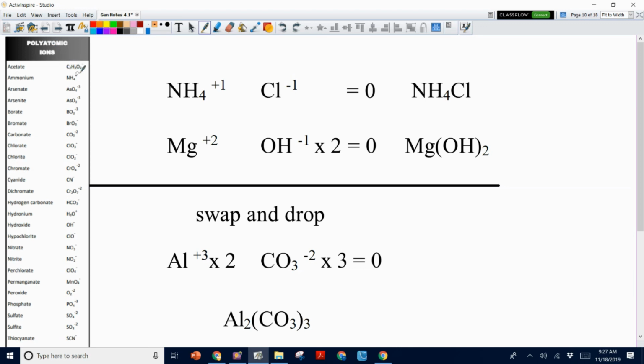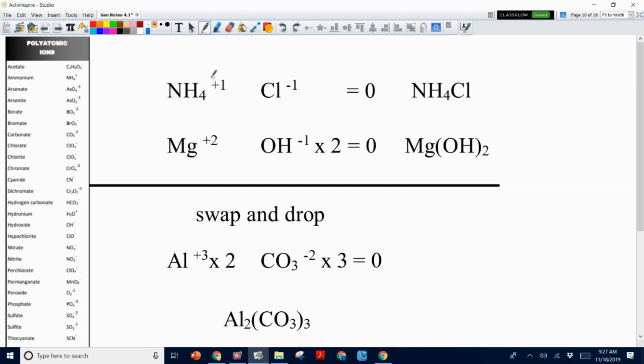If we look at these examples, we have 2 carbons, 3 hydrogens, and 2 oxygens. That's poly, that's many atoms. This all bonds together, and it has a -1 charge. So that's a polyatomic ion. This particular polyatomic ion has the name of acetate. Then there's NH4 here that has a +1 charge. The name of that one is ammonium.